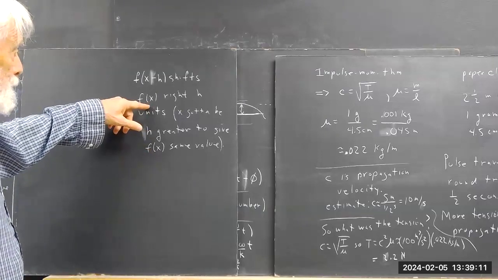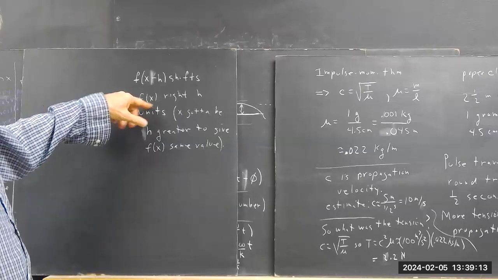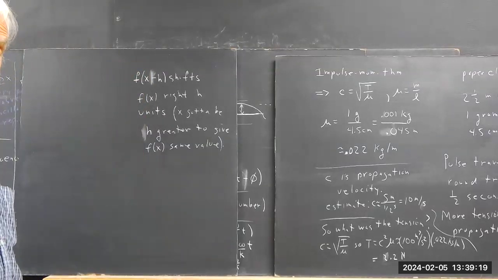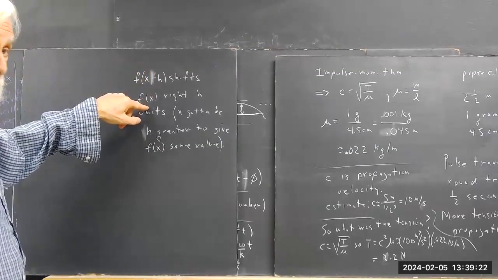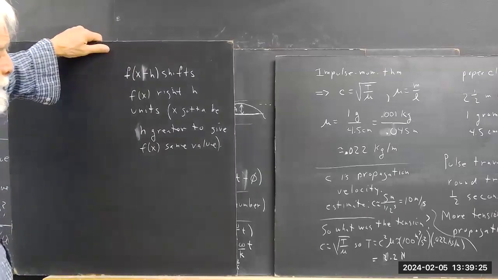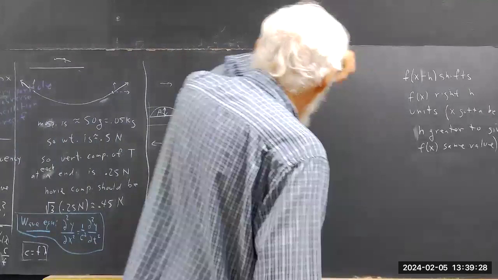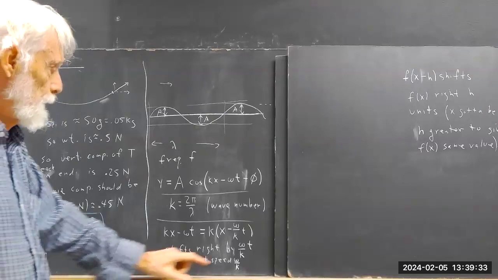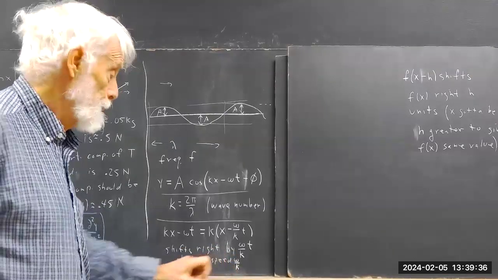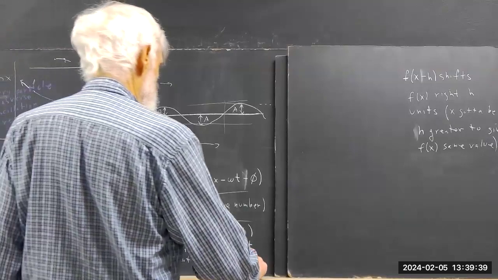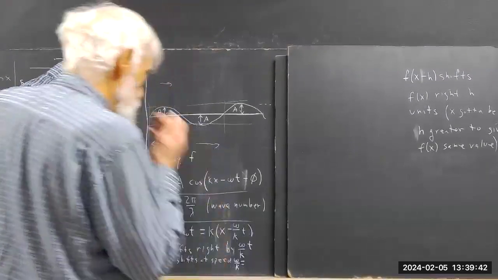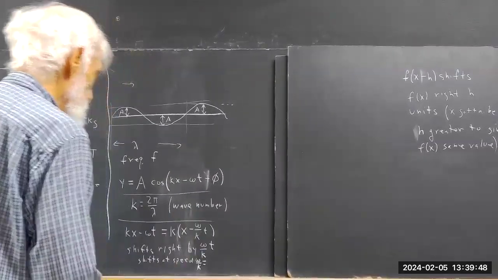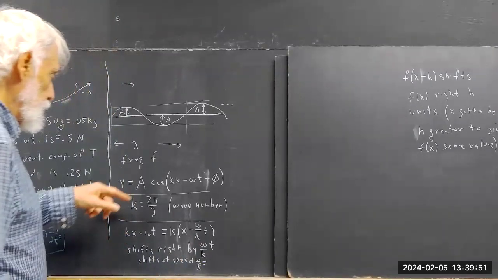In other words, if f of x is like a one-to-one function that takes value 12, then when's f of x minus h going to take value 12? When x is h bigger than it was here. That's just a purely mathematical way to understand that the propagation speed is omega over k.